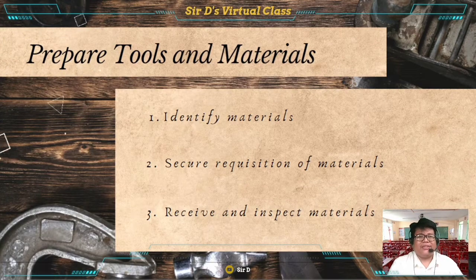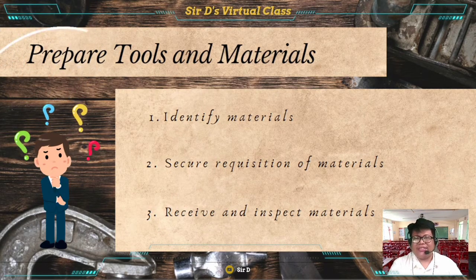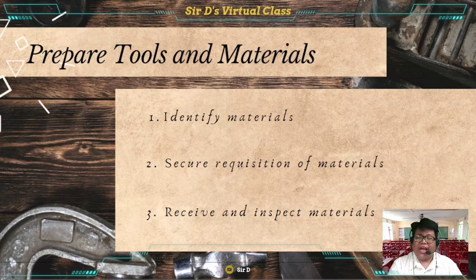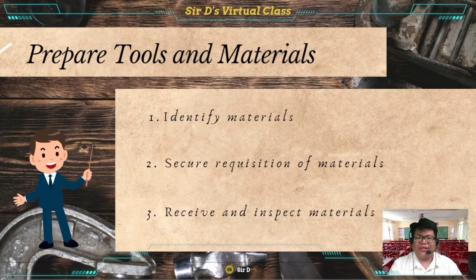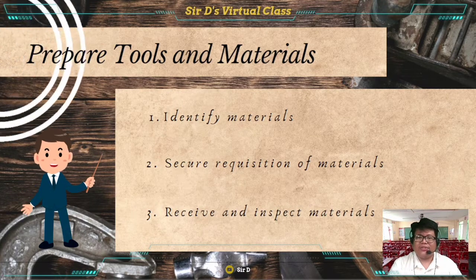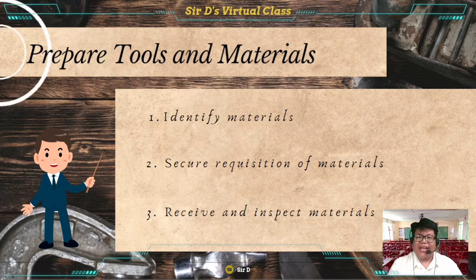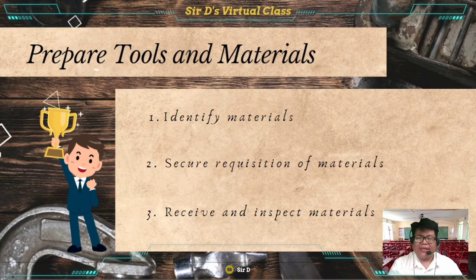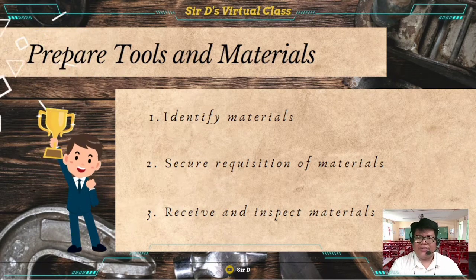In preparing the tools and materials for a task, it is essential to first identify the materials, its count, and is it applicable for a specific job. After which, you must be able to secure the requisition of materials. This will be based on a prepared list for the project or activity to be completed, as well as the standard operating procedures or the SOP of the company. And then lastly, once all materials are ready for use, it will be delivered. So, a personnel must be able to receive and inspect the materials thoroughly to make sure that every piece, accessories, or parts are in good condition and there are no damages.